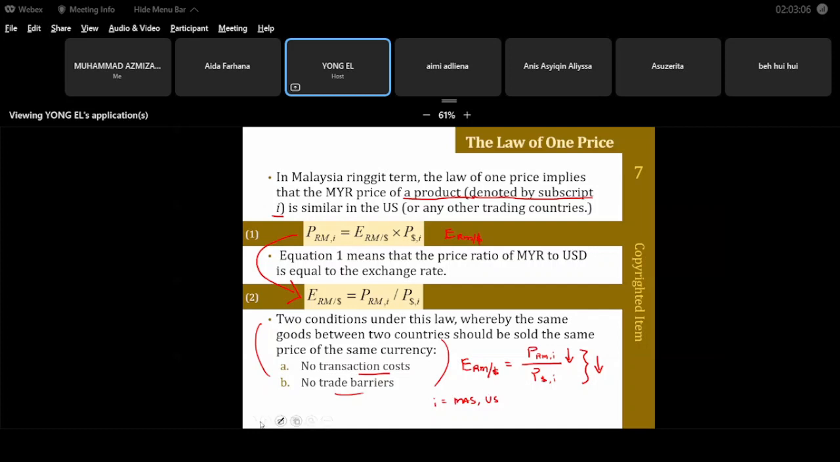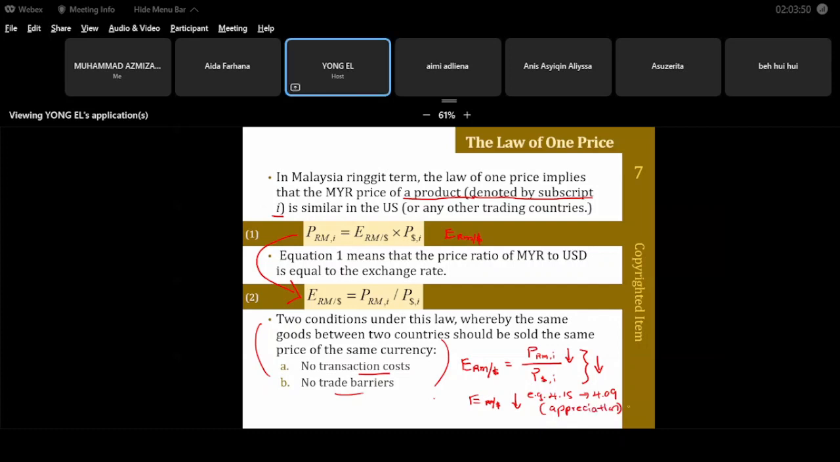That also means the exchange rate between Malaysian ringgit and US dollar decreases. This decrease in the value, for example, from 4.15 to 4.09, is appreciation or depreciation? Appreciation. Thank you again.